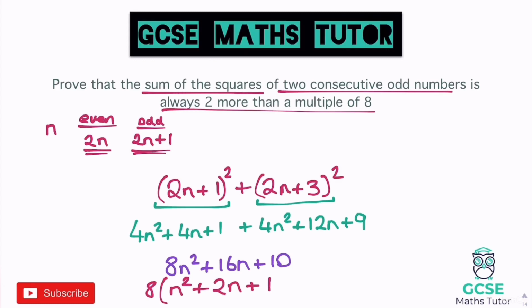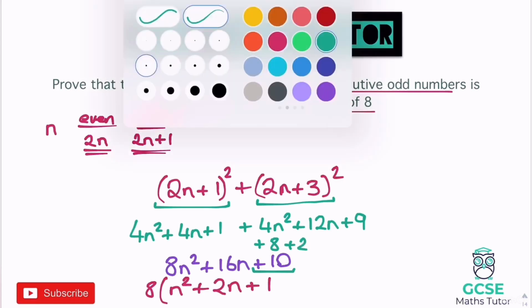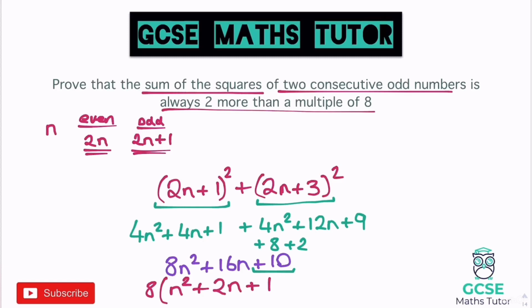So if I split this number up, and you can do it like this or think of it as a remainder, if I was to write plus 8 plus 2 instead of plus 10, the 8 would divide by 8, giving me this plus 1, and then I would still have this plus 2 at the end that I've not factorised. And that there proves that. It proves that it's always 2 more than a multiple of 8.